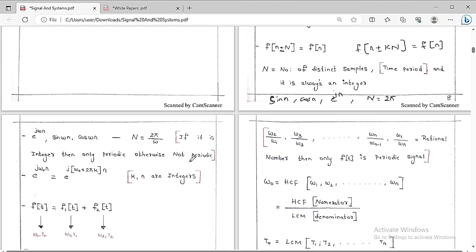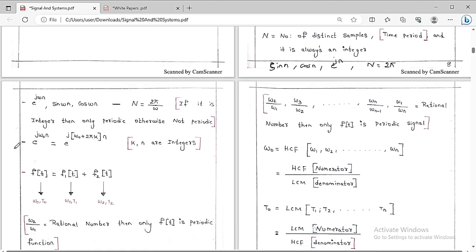If 2 pi by omega gives an integer, then only we can say it is a periodic signal, otherwise it is not a periodic signal. So definitely this point you always have to keep in mind. If 2 pi by omega is an integer, then only the signal is said to be a periodic signal, otherwise it is said to be not periodic.